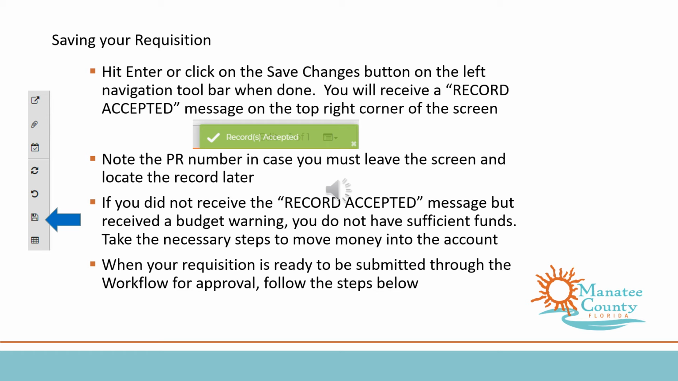When done, you will receive a Record Accepted message on the top right corner of the screen. Note the PR number in case you must leave the screen and locate the record later. If you did not receive the Record Accepted message but received a budget warning, you do not have sufficient funds; take the necessary steps to move money into the account. When your requisition is ready to be submitted through the workflow for approval, follow the steps below.